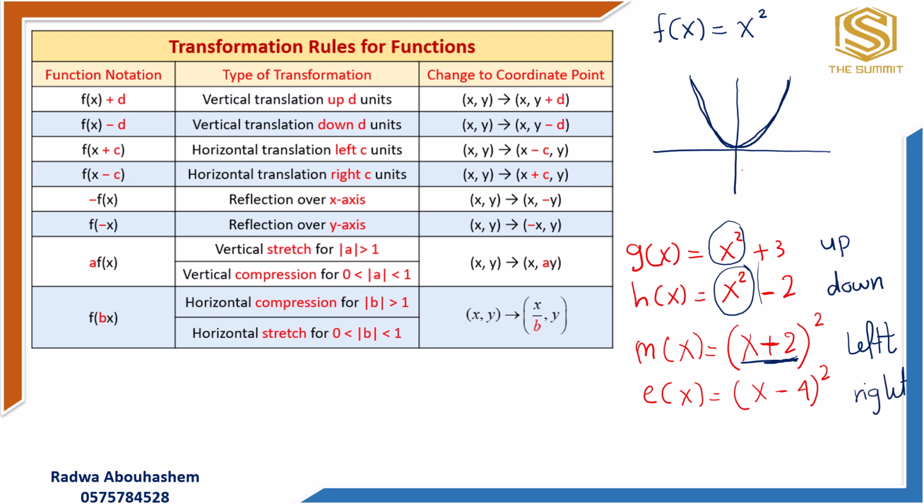I could mix both, of course. I could make a horizontal translation and also a vertical translation. Let me draw it for you first to understand. For m of x, I shifted to the left, so here we have negative 2, right? Here it is. And for e of x, I shifted 4 units to the right. Here's 4. Good. As you see here, I'm just changing the vertex. The vertex was 0 and 0. Here it would be -2 and 0. Here it would be 4 and 0.